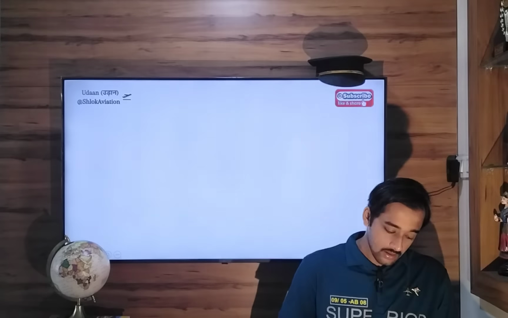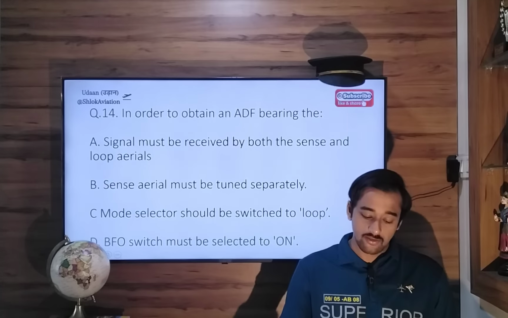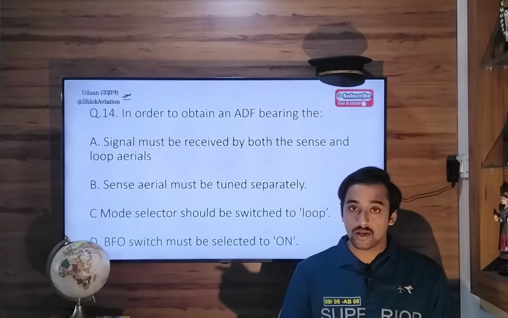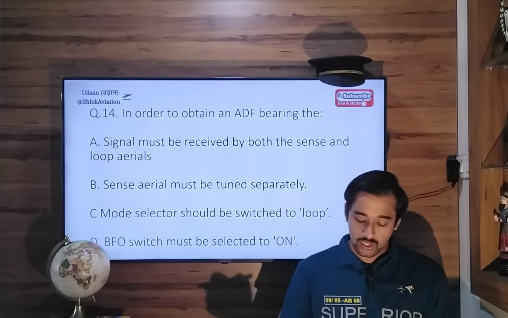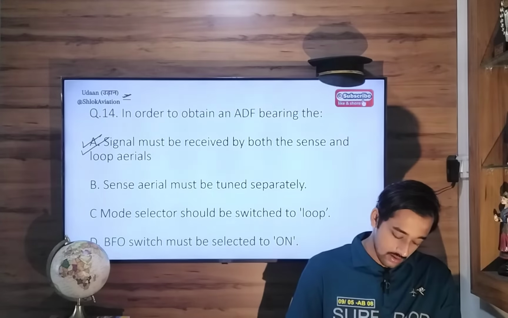Next, question 14. In order to obtain an ADF bearing, the signal must be received by both the sense and loop aerials. Sense aerial must be tuned separately. Mode selector should be switched to loop. BFO switch must be selected to on. So correct option is option A.